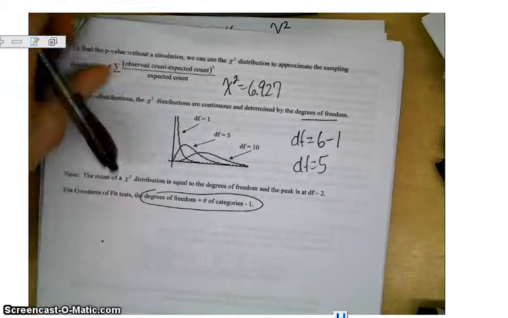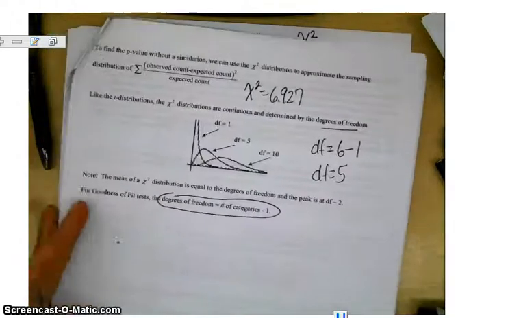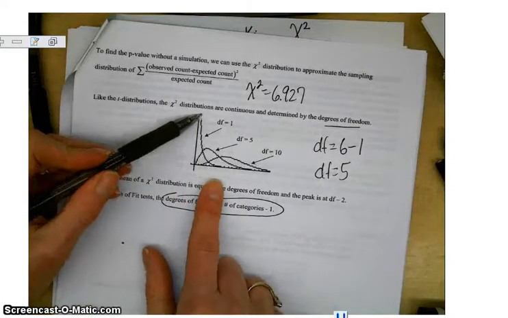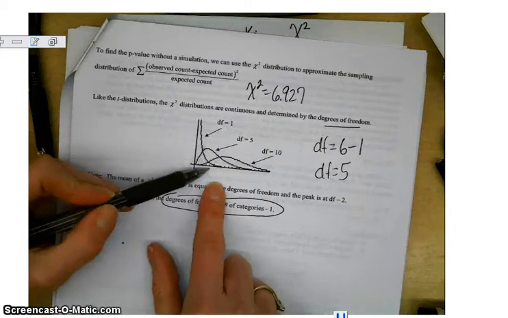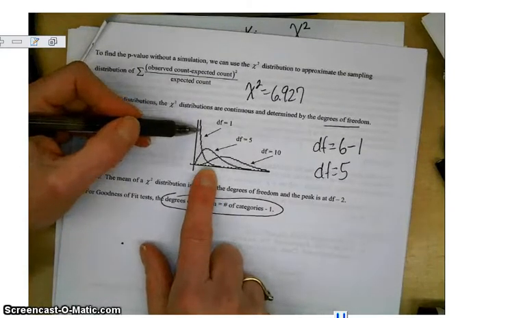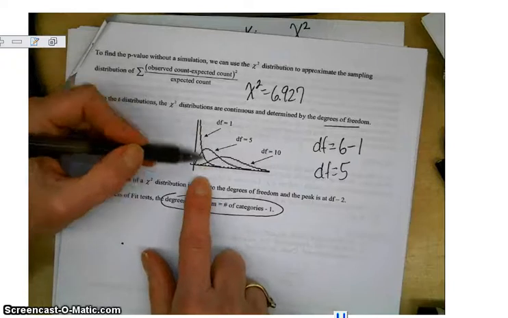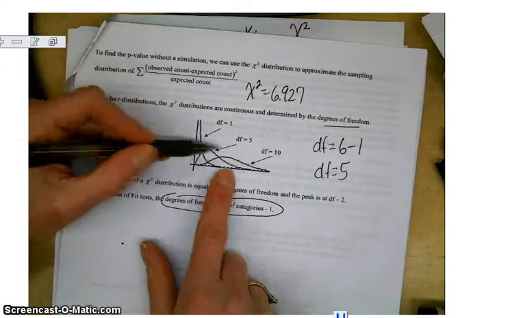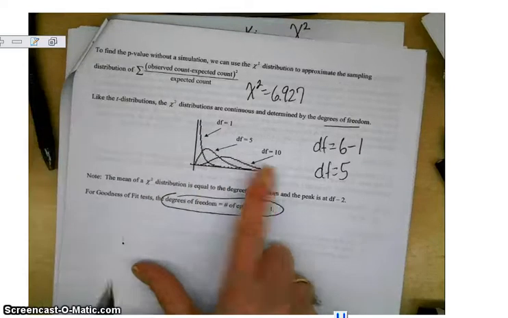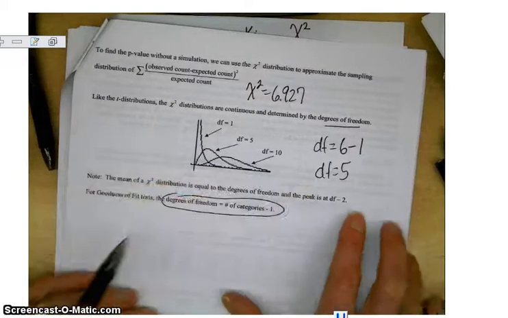I want to double check, do we have the right number of categories? We did have the right number of categories: 1, 2, 3, 4, 5, 6 categories. So the chi-square distribution just happens to look a little different for each degree of freedom. It's just the peak, they call it, the peak. If degrees of freedom is 1, then it looks like this. If degrees of freedom is 5, it looks like this, 10. The higher the degrees of freedom you have, the more flattened out it starts to look.